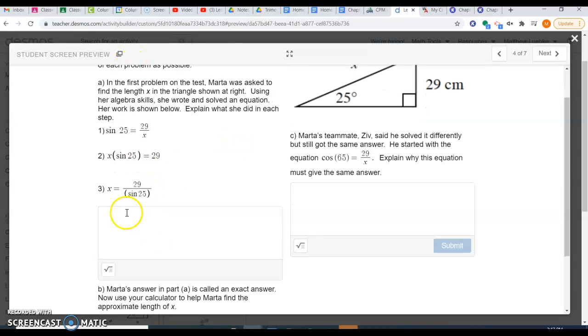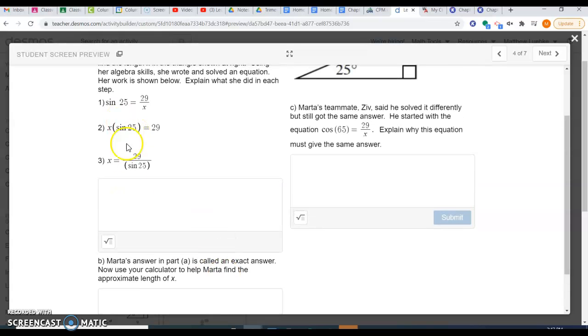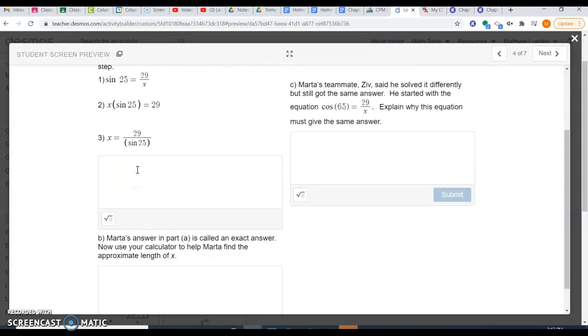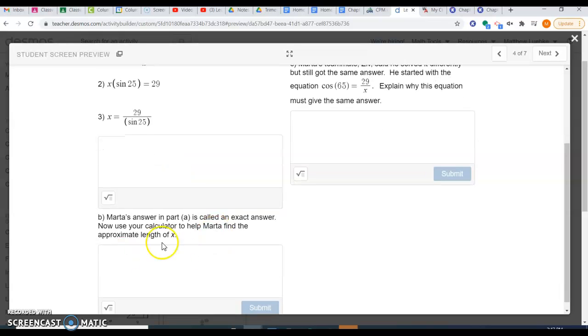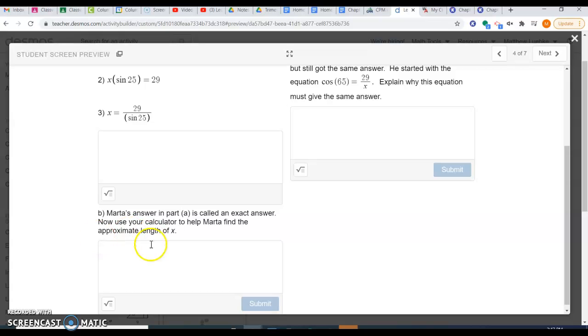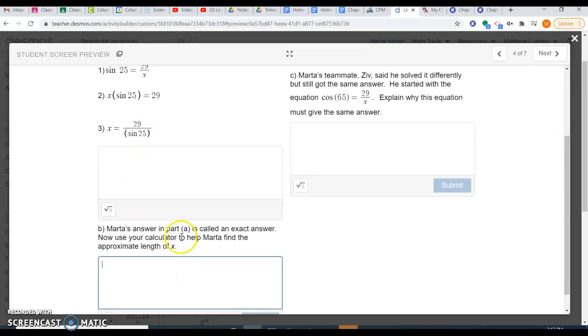How did she end up getting to this third step here? And then they talk about here in part B that when you leave it as the sine of 25, that's more accurate than if you round it. So saying you calculate the sine of 25 and then do 29 divided by the decimal you get there, that's a little less accurate because there's going to be some rounding. So this would be an exact answer, but if we use our calculator to solve for x, we might have to round it, which would not be exact, but they want us to use our calculator here to solve this.